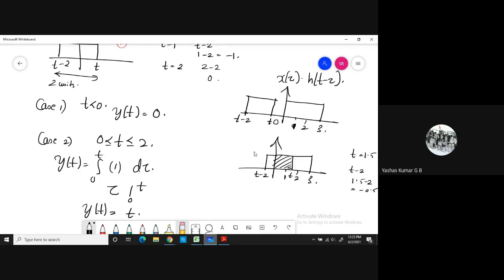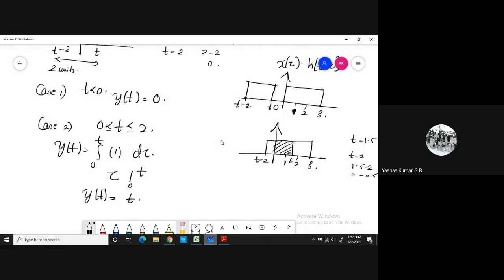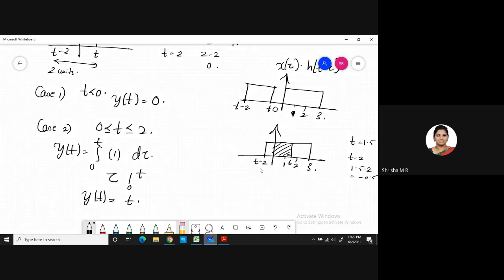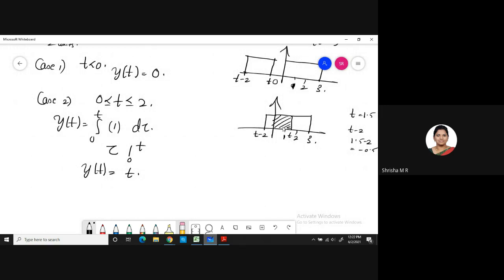So you'll cover all the cases. Two instances is enough, no, ma'am, for overlapping? Yes, you can take t between, you have 3 units here, right? So you take 2 instances, between 0 to 2 and between 2 and 3. What happens is h of t minus tau is sliding over this x of tau, so we are checking the instances, whatever we get. Okay, convolution integral, convolution of these two signals. If you want, you can take t between 0 to 1 also. Next case, you take t between 1 and 3.